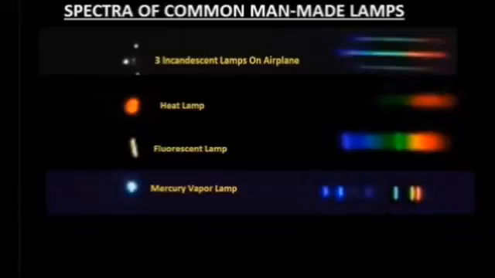Here we see an actual mercury vapor lamp. These are the bluish-white lamps you can see at night along the street. And indeed, it contains discrete individual lines of emission that correspond to the excitation of the atoms as a result of the energy that's put into the lamp to make it emit light. Violet, blue, green, yellow, and orange.